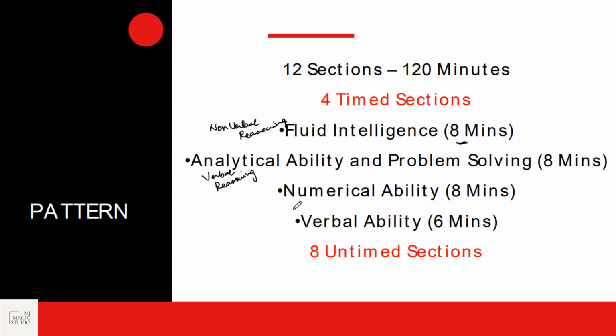Then is numerical ability or quantitative aptitude, which will run for 8 minutes. After that is verbal ability, which will be for 6 minutes. So 8 into 3 is 24, plus 6 is 30 minutes. These are the first 4 timed sections, 30 minutes in total. Now you are free for 1.5 hours.